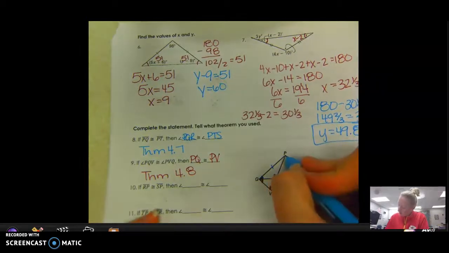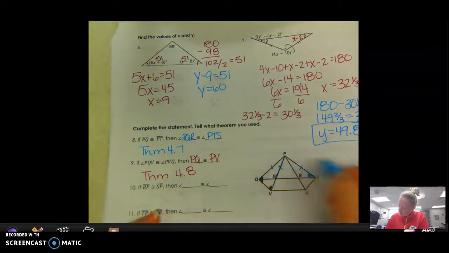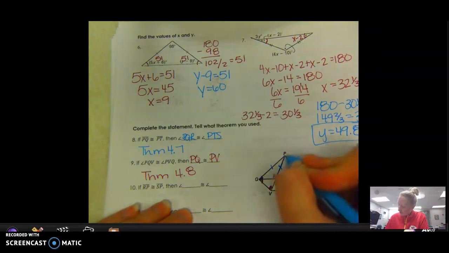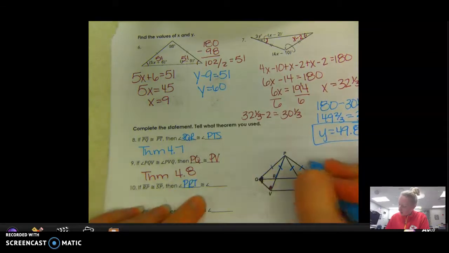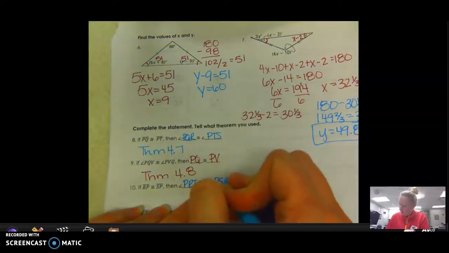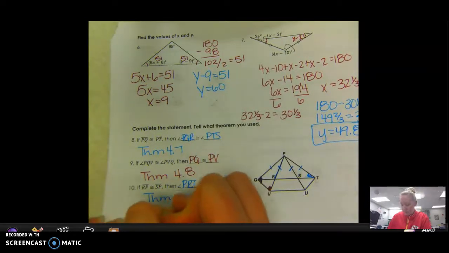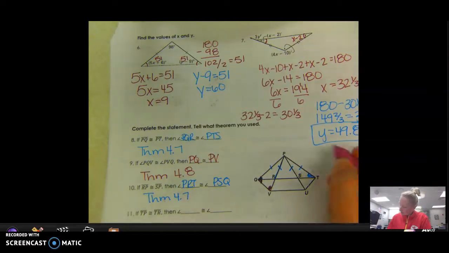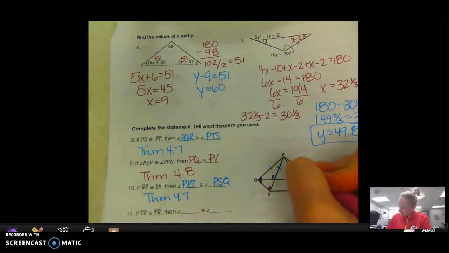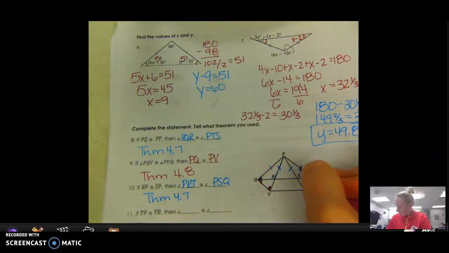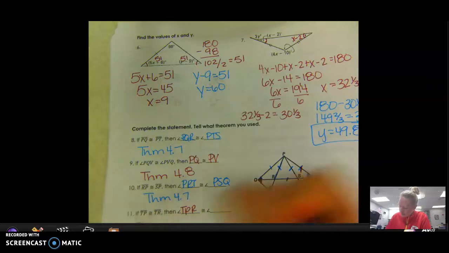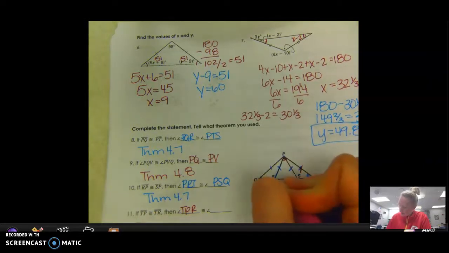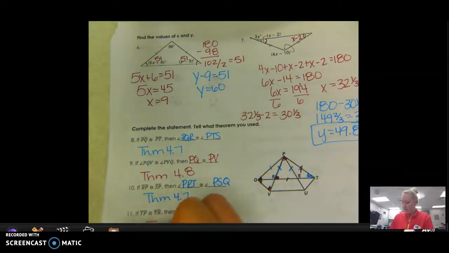If I know RP is congruent to SP, then I know angle PRT is congruent to angle PSQ. And that goes back to theorem 4.7. And last, if I know PT is congruent to TR, then that means that angle TPR, so this angle up here, is congruent to angle TRP, this angle right here. And then that goes back to theorem 4.8.